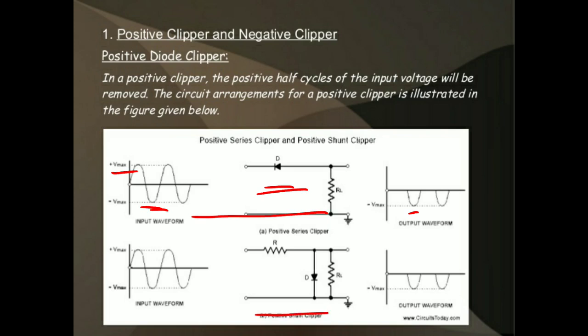This is the positive shunt clipper. In the positive shunt clipper, the diode is connected in shunt to the load resistor. During the positive half cycle, the diode is in forward bias condition and conducts, but there is a voltage drop across the diode, so the input is reduced and the output is 0. During the negative half cycle, the diode goes to the reverse bias condition.